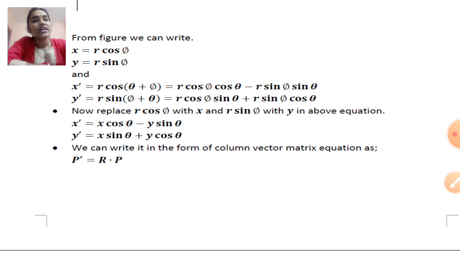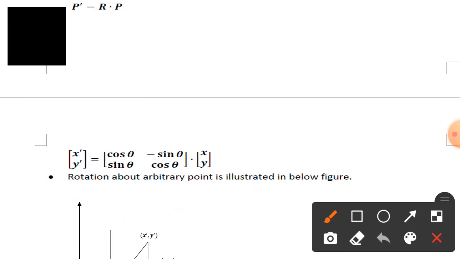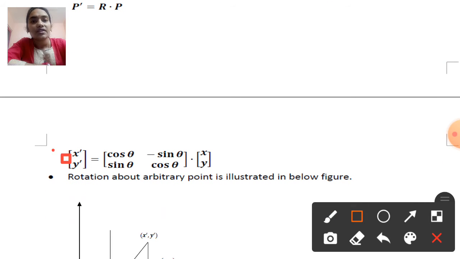So we can write it in the form of a column vector matrix equation as P' = R · P. Here P' is (x', y'), R is the matrix with rows cos θ, −sin θ and sin θ, cos θ, and P is (x, y). So in this way, this is the formula.